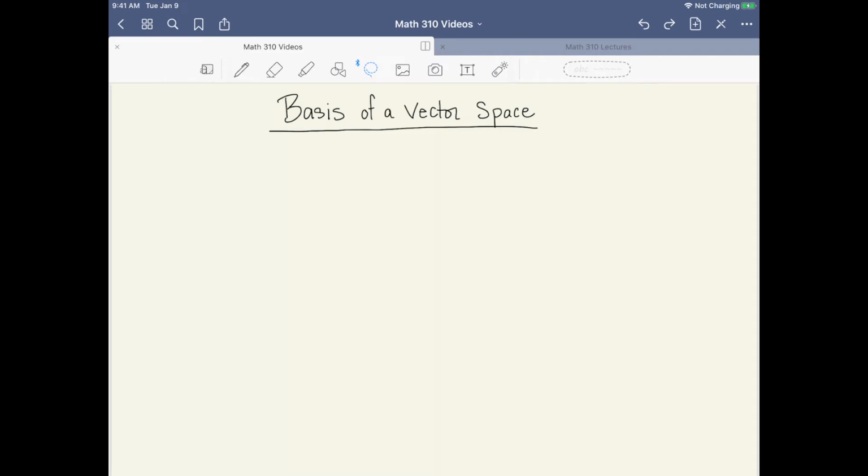The purpose of this video is to define the basis of a vector space and to make a distinction between a basis and a spanning set. So the first thing we need to do is recall what a spanning set is.